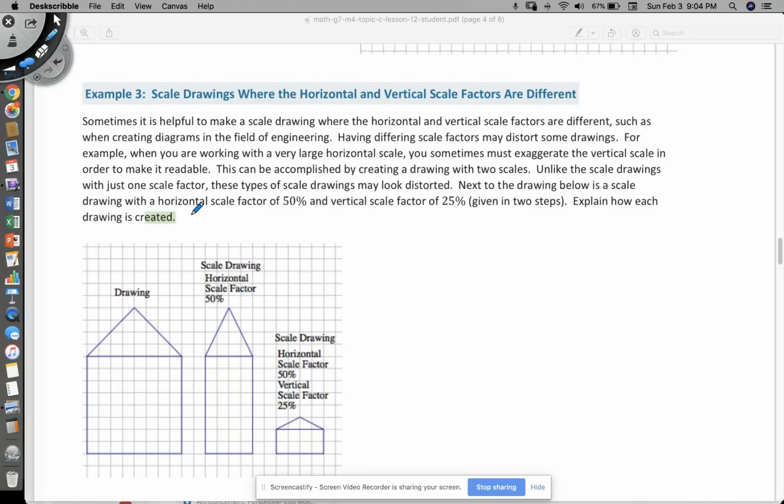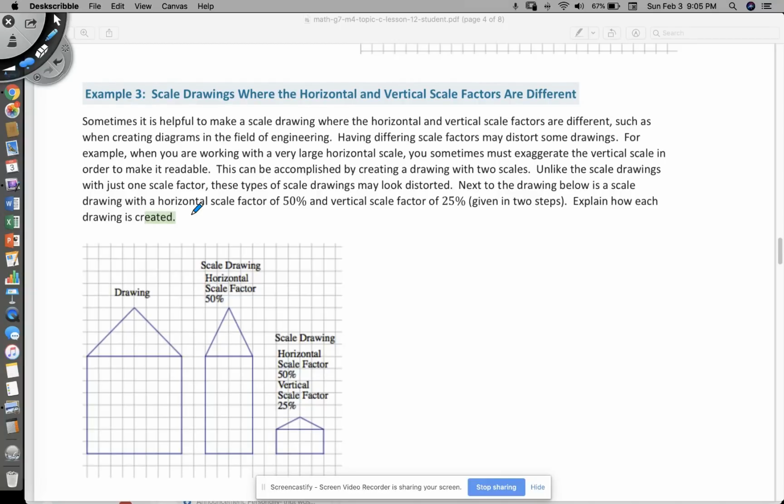Having differing scale factors may distort some drawings, may make it look kind of funny. For example, when you are working with a very large horizontal scale, you sometimes must exaggerate the vertical scale in order to make it readable. This can be accomplished by creating a drawing with two scales. Unlike the scale drawings with just one scale factor, these types of scale drawings may look distorted.